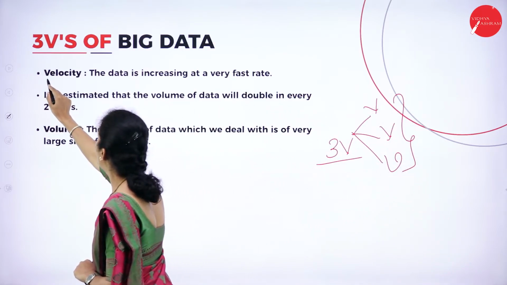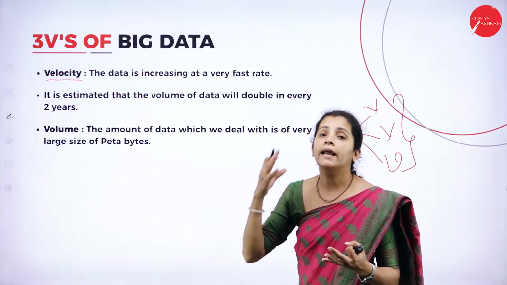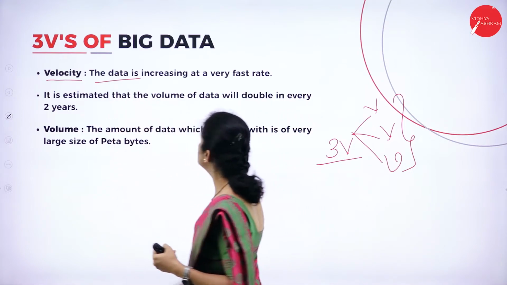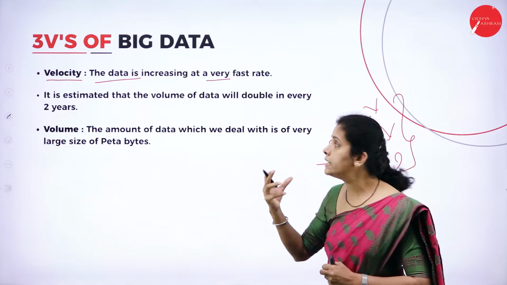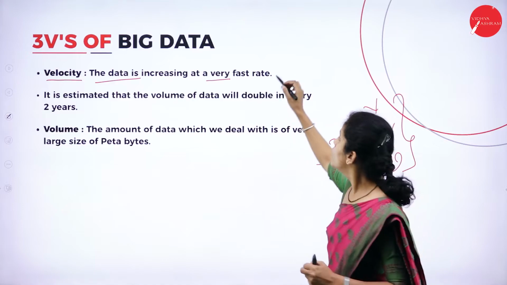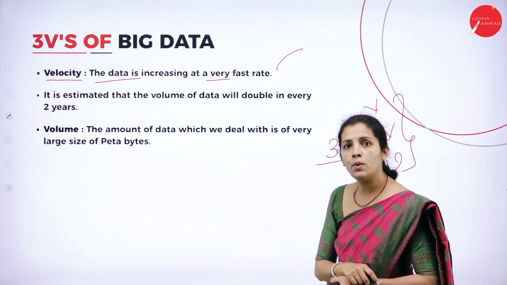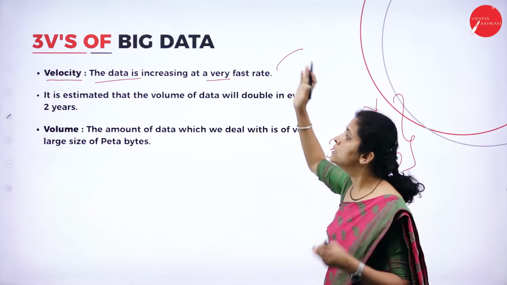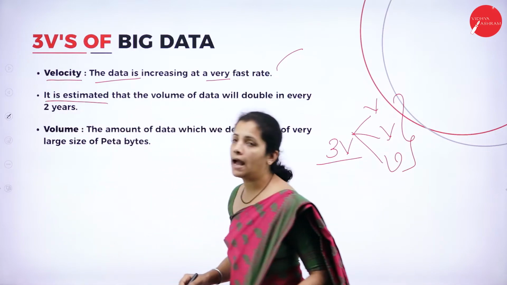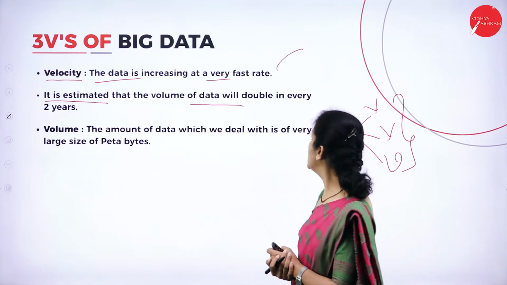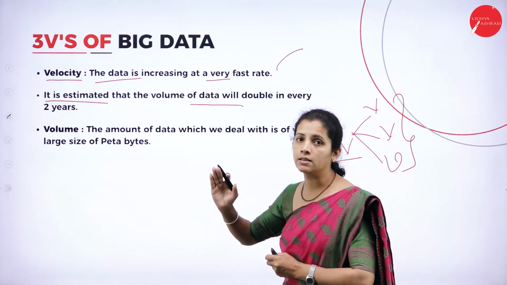First, I'm going to have velocity. So velocity means how the data is generated and at what speed. So dear student, the data is increasing at a very fast rate. The data is generated at a very fast rate from social media, telecom, stock market, weather forecasting, e-commerce websites. From all those things, we are going to get the data, and the velocity of the data is very fast. It is estimated that the volume of the data will double every 2 years. So the size of the data is going to increase by double.